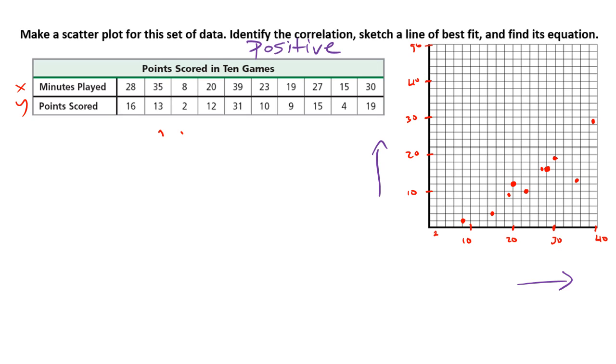Sketch a line of best fit. When we sketch the line of best fit, we are going to try to pass through as many points as possible. Also, we are going to try to separate the data in two parts where almost half of the data is above the line and almost half of the data is below the line.